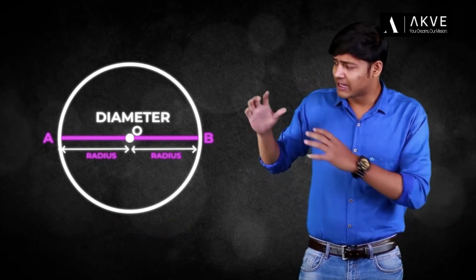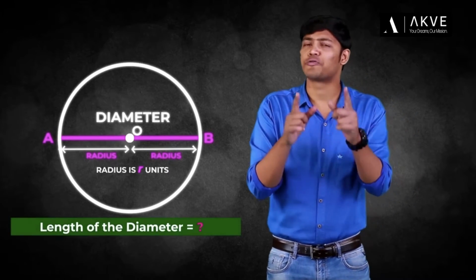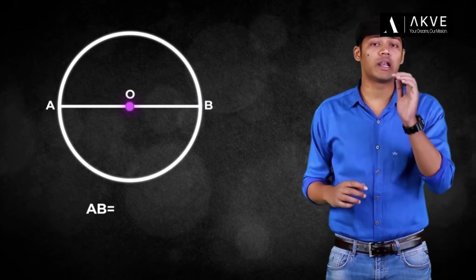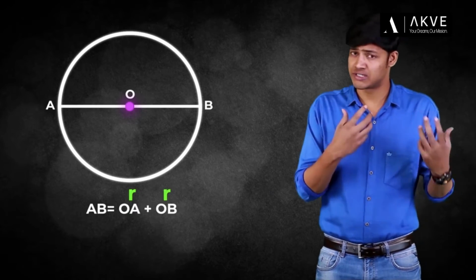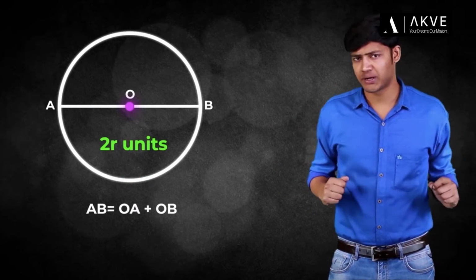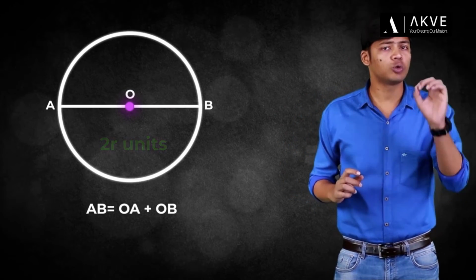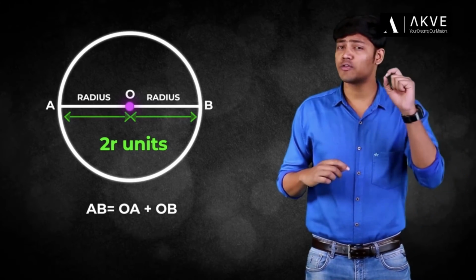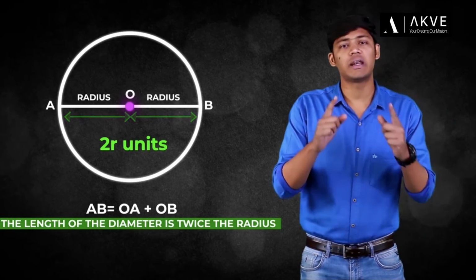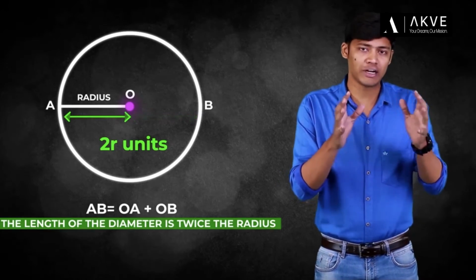Now, let's say the radius is R units. Now, what will be the length of the diameter? Now, the length of the diameter AB is equal to the length of OA plus OB, which is nothing but 2R units. So we can conclude that the length of the diameter is equal to 2R units, which implies that in a circle, the length of the diameter will be twice the radius. In other words, the radius will be half the length of the diameter.